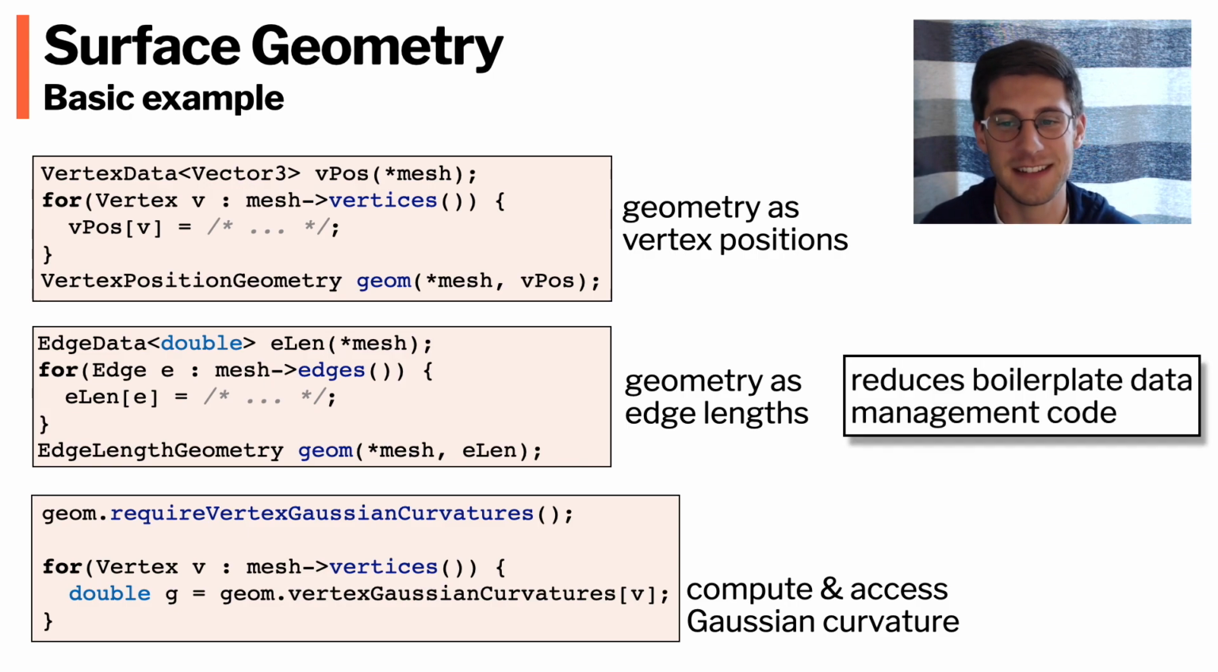This has some other benefits in that it reduces boilerplate data management code, so you may find that your geometry code is full of passing around these simple buffers of basic quantities, and this way they're all sort of gathered together and managed by the geometry object.